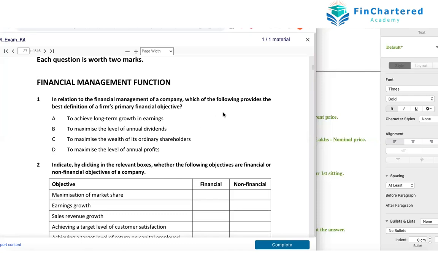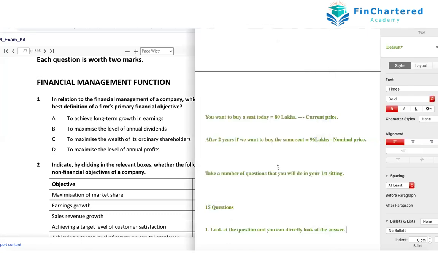So don't do that. Look at the question and go back at the answer and look at the answer. It's fine. It's okay if you don't know it, no problem. You should not be knowing the answer. I don't want you to know the answer. So you can look at the question and you can look at the answer. It's okay. It will save your time.